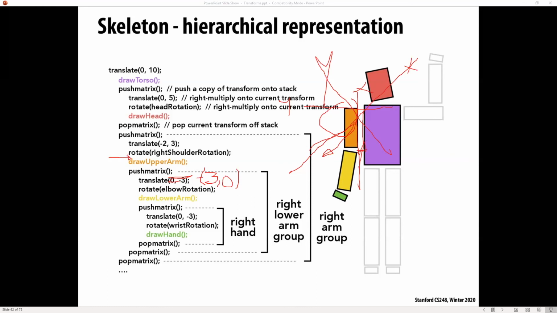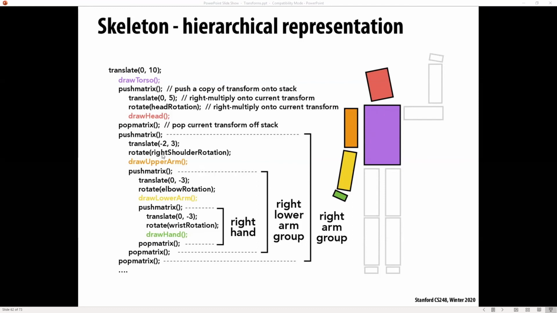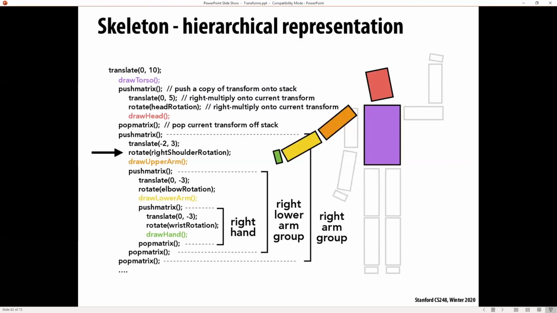So I'm not sure if thinking about these coordinate frames is going to help everybody think about how you can do this. But this notion of stacking up matrices and having a hierarchy is definitely going to be something that you have to think about in order to be able to do your assignment.